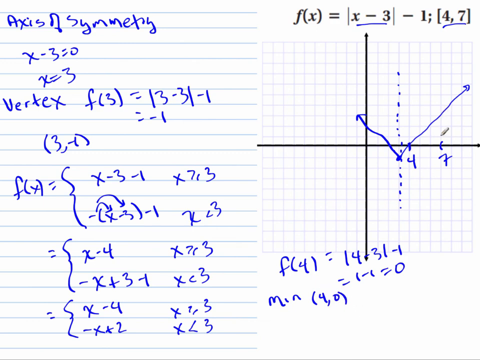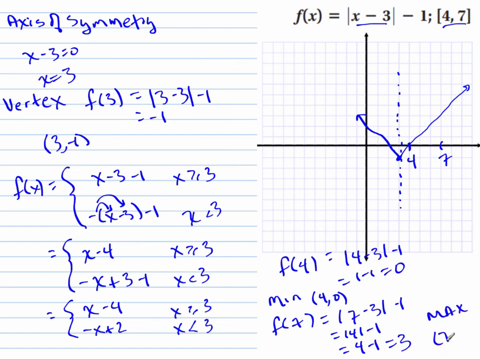The maximum is going to occur at 7. F of 7 is the absolute value of 7 minus 3 minus 1. 7 minus 3 is 4. The absolute value of 4 is 4. So this is 3. So my max is going to occur at 7, 3. And that indeed is where it appears on my graph.